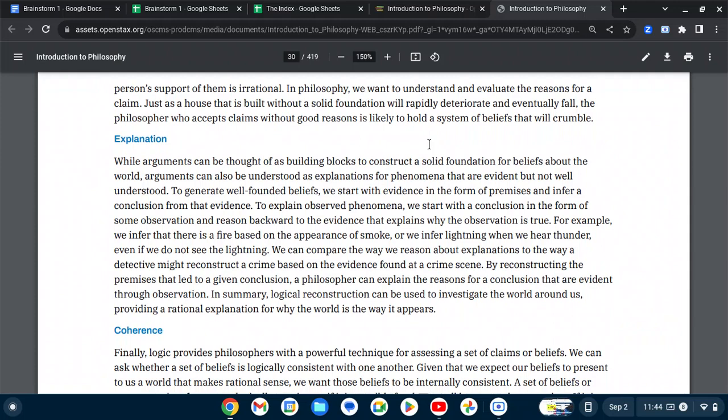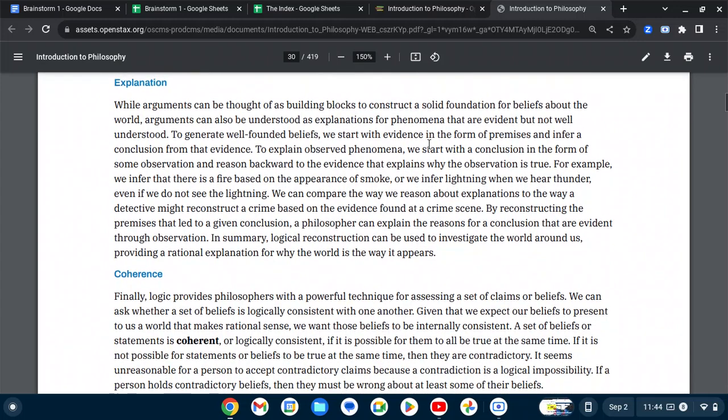Just as a house that is built without a solid foundation will rapidly deteriorate and eventually fall, the philosopher who accepts claims without good reasons is likely to hold a system of beliefs that will crumble. Explanation.